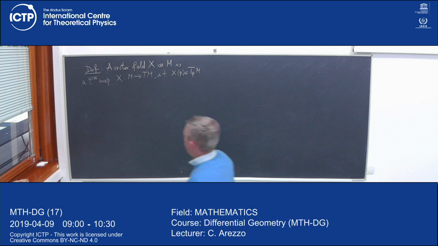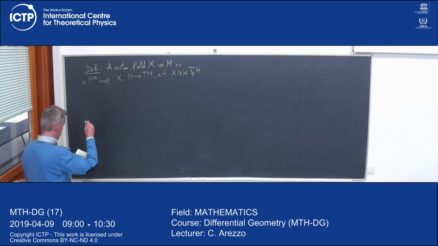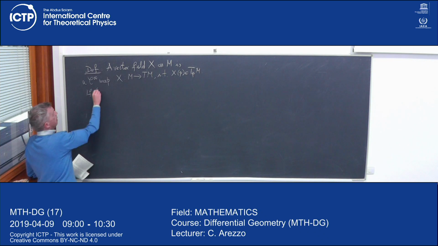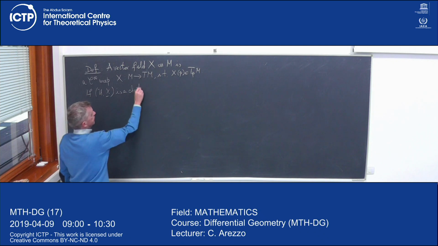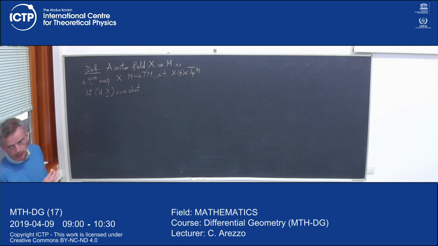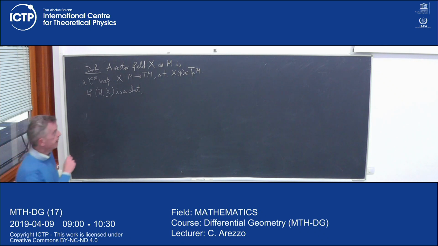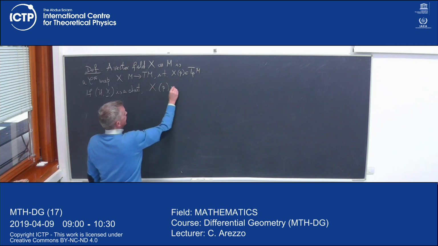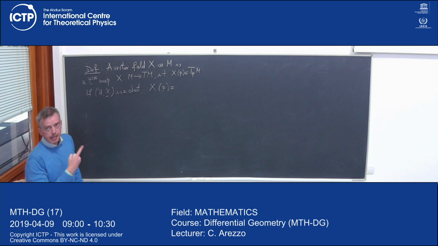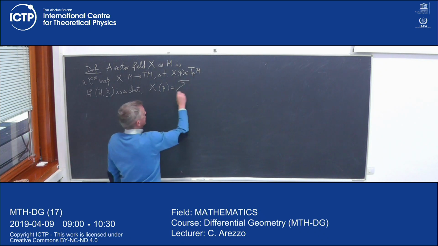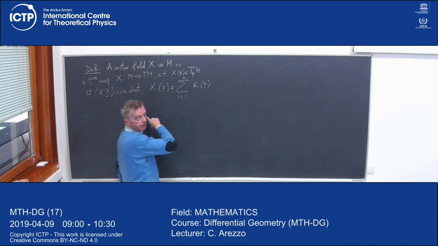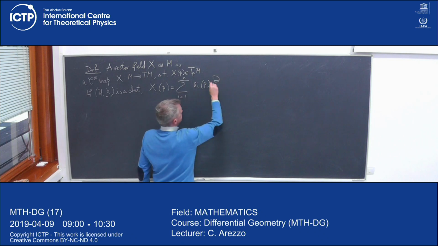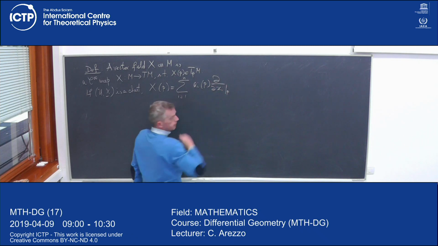So, locally, if I have a chart, which now is going to be interesting, if U, x is a chart, how do I write X? X is the vector field too. X of P, at every point, has to be a linear combination of the elements of the basis which are induced by the chart. So this has to be, for some choices of coefficients which depend on P, something like this.